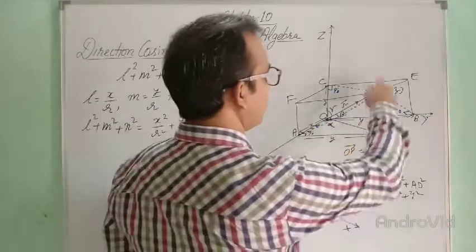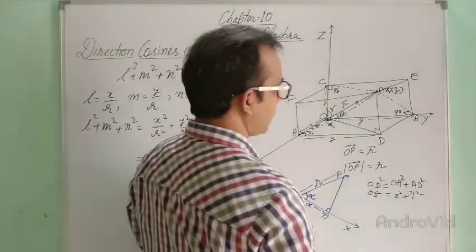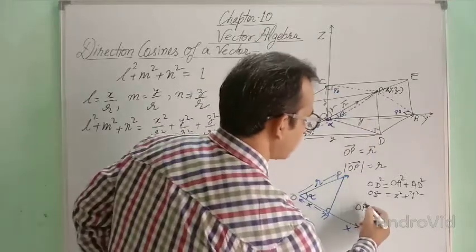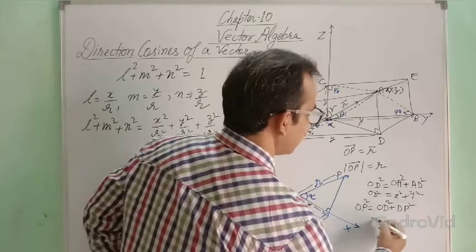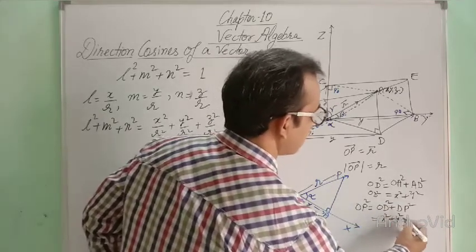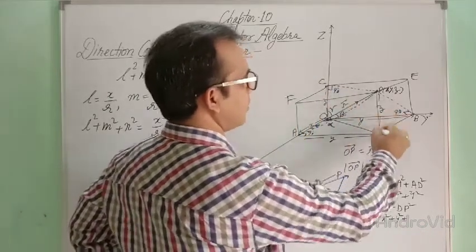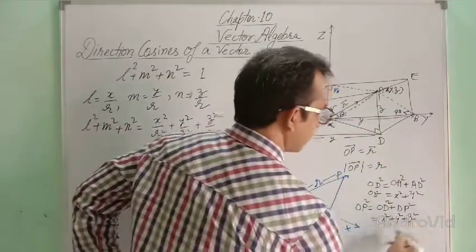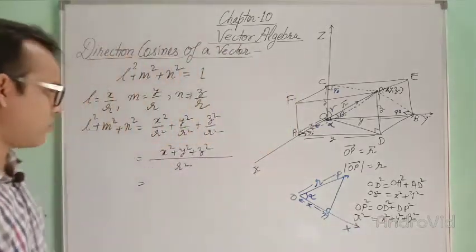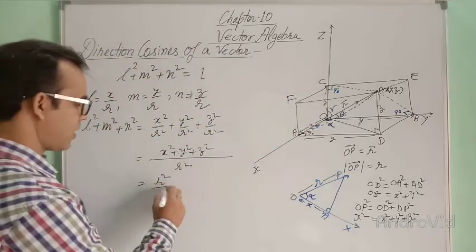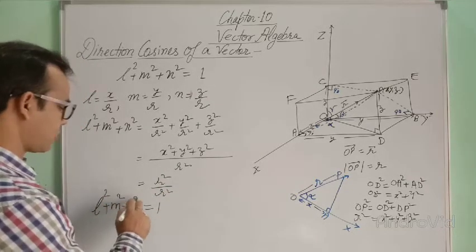Now in this triangle ODP you see that OP square equal to OD square plus DP square. So OD square is X square plus Y square, and DP, that is parallel to this and equal to this, is Z. So it is Z square. So OP square means R square. So we will have a relation R square equal to X square plus Y square plus Z square. So R square upon R square is equal to 1. So L square plus M square plus N square equal to 1.